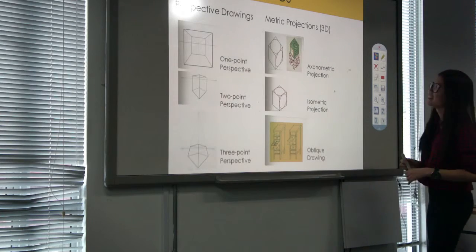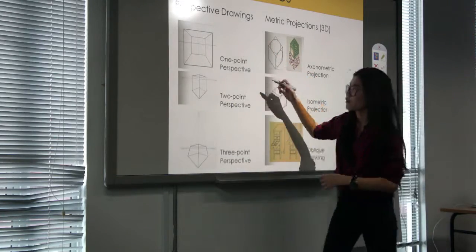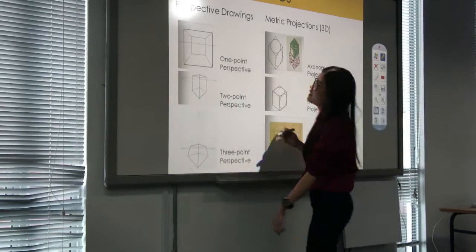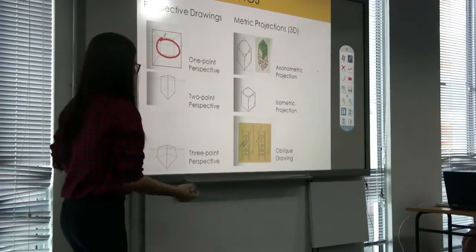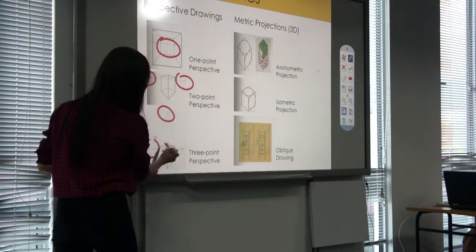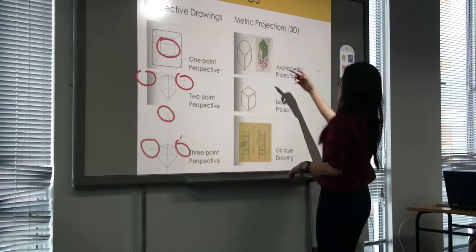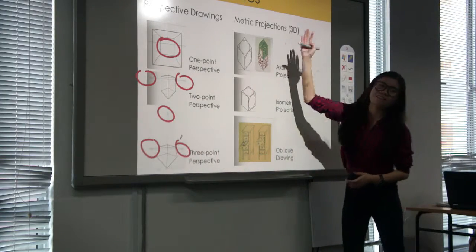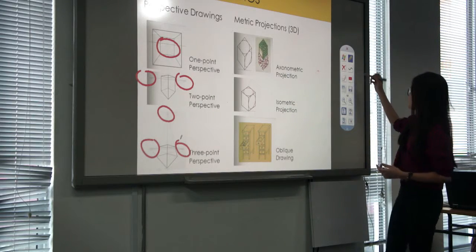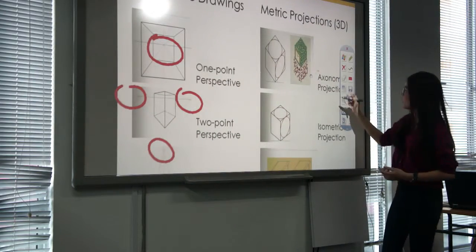And this is perspective drawings. This is one-point static. One point, and then two point, and then three point. Yeah. So now these are the metric projections. This is basically the same thing. The only difference about this is the angle.